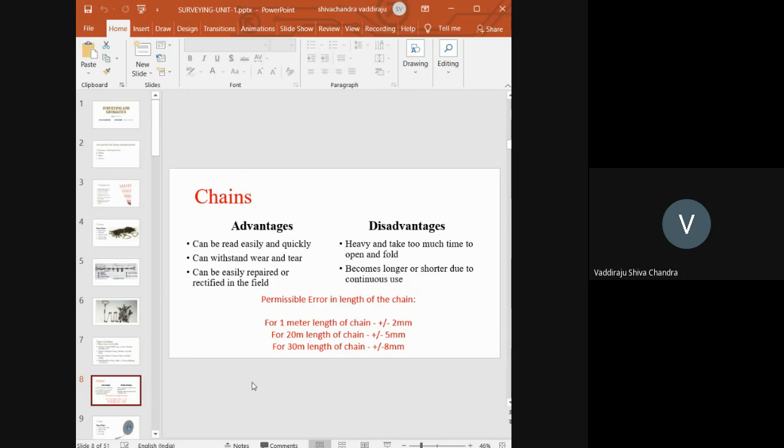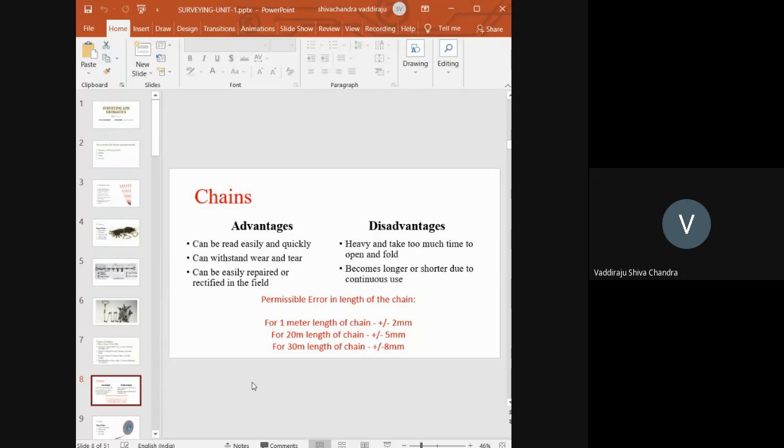And for a 30-meter chain, the permissible limit is 8 mm. So if you get 30.008 m as the length when you measure the chain with a tape, then it's okay. But if you are getting 30.010 m, then the chain is faulty. You can use the chain, but you will be getting errors.